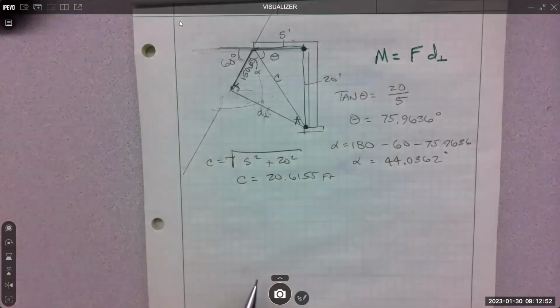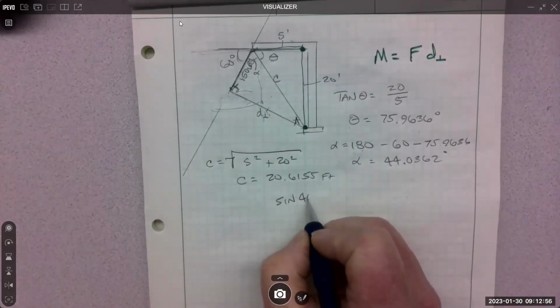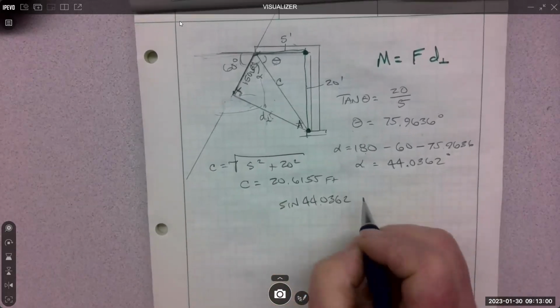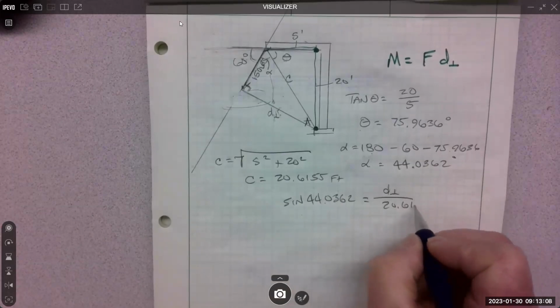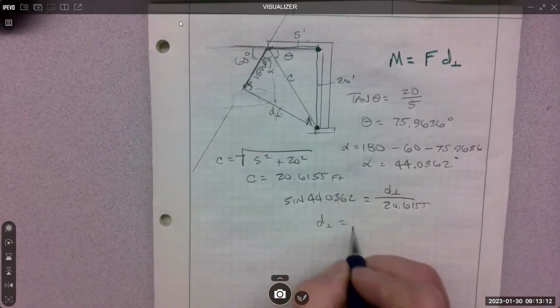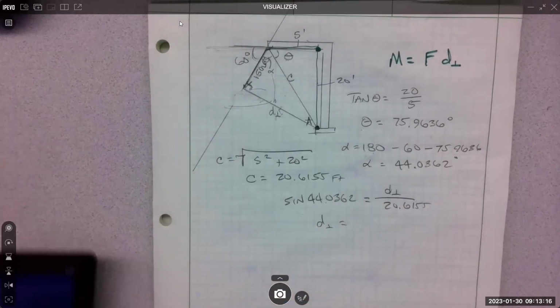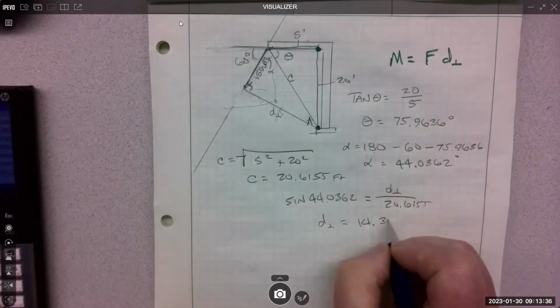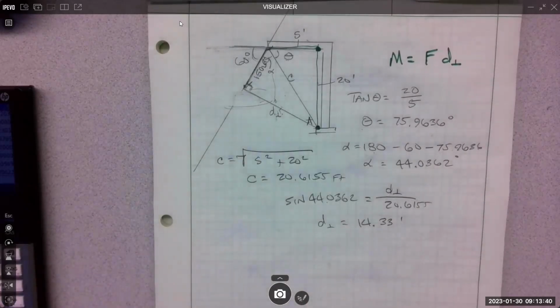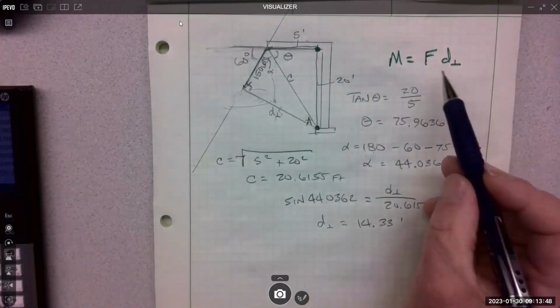So it looks like it's opposite, should be sine. Sine of 44.0362 equals the perpendicular distance over 20.6155. Perpendicular distance equals 14.33 feet. All that just to get that perpendicular distance. That's a lot, but we needed that to run this equation.